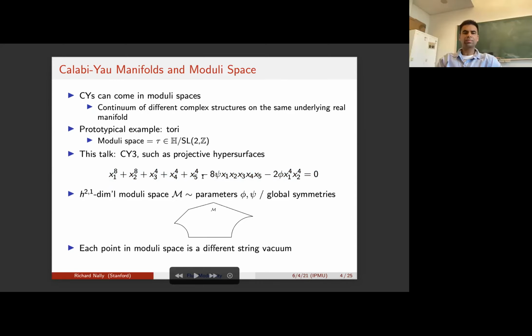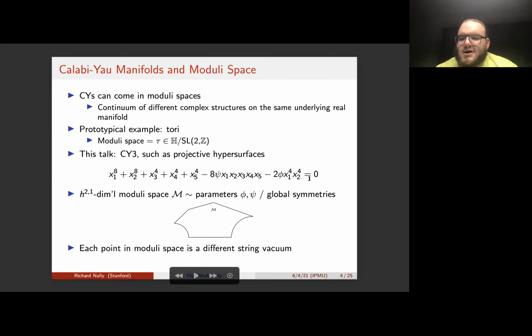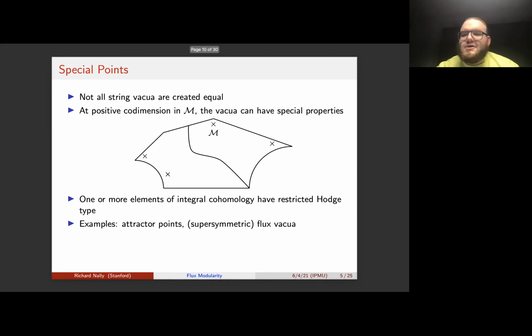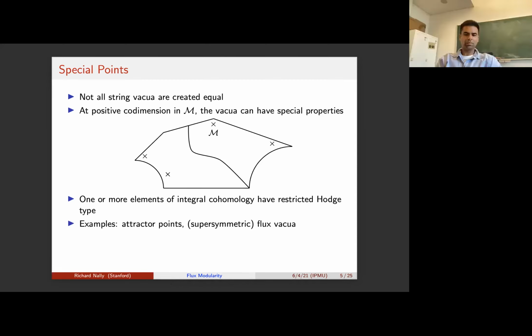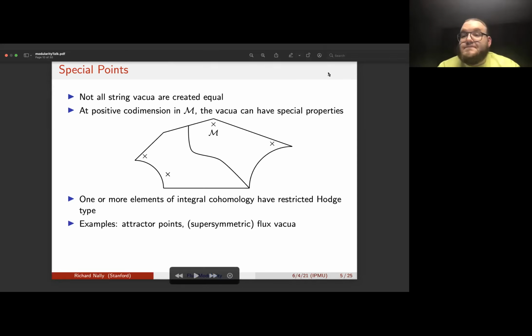Okay, I see. Indeed, I'm going to set psi equal to 0 for the rest of the talk, and we're going to have a one parameter moduli space of supersymmetric flux vacua, which is what I was going to mention on this slide. Inside the two-dimensional moduli space, you can have one-dimensional slices where nice things happen. So thank you for the question.